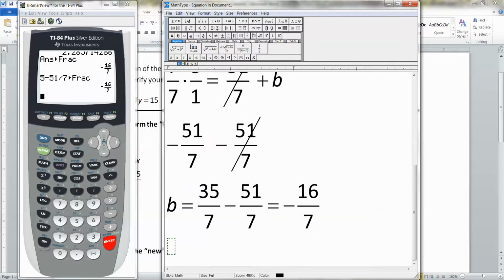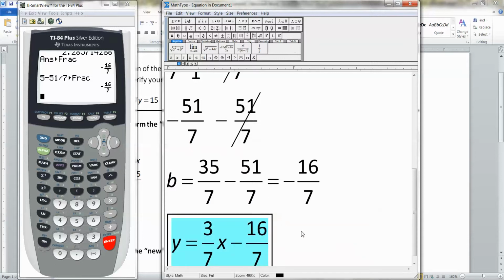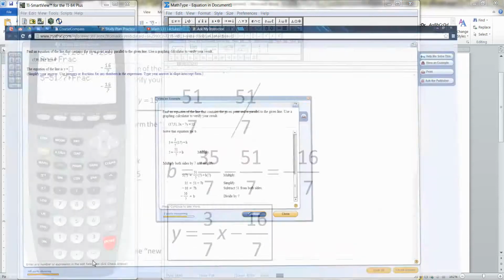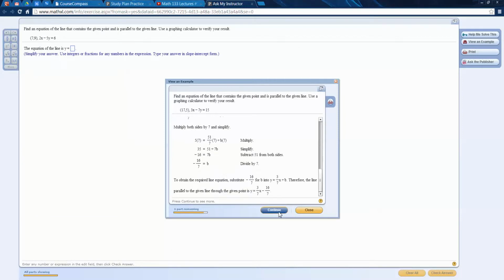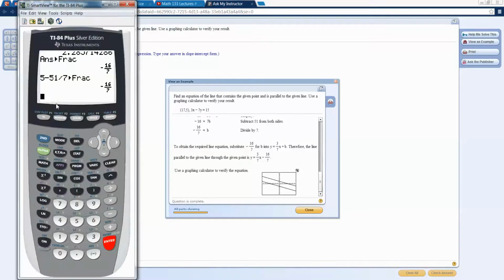All right, once you're there, then it's not hard. You just write y equals 3/7 x minus 16 over 7. And you're done. At least I think we're done. Let's double check ourselves with MyMathLab because this was an example, so I should be able to click continue. See, they got negative 16 over 7 just like me. And there you go. Ta-da. Now, they're showing you how to use the calculator to verify. Let me just show you that real quick.